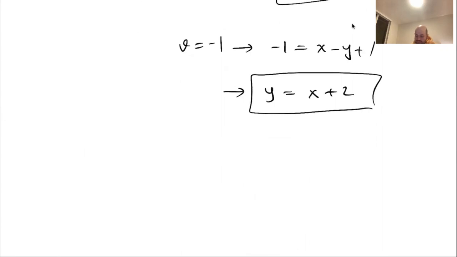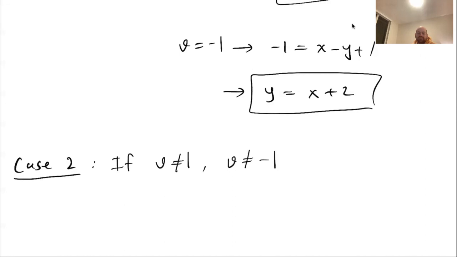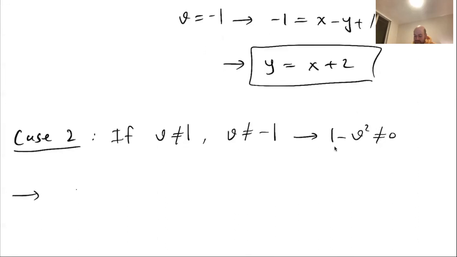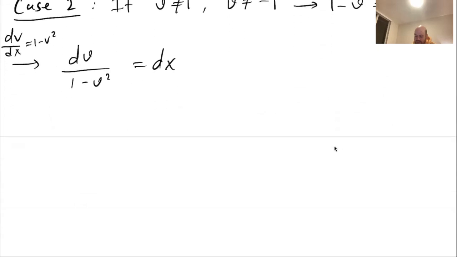Now for case 2, if v is not the constant function 1, and v is not the constant function -1, then in that case, of course, 1 minus v squared will be non-zero. And then we will have dv over 1 minus v squared equals dx. Remember, our equation was dv over dx equals 1 minus v squared. So dv over 1 minus v squared equals dx.